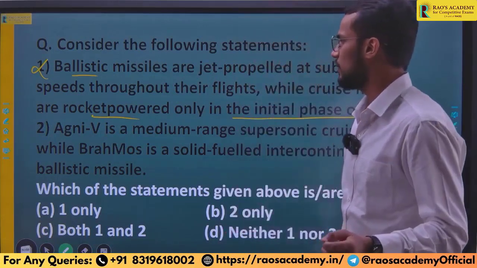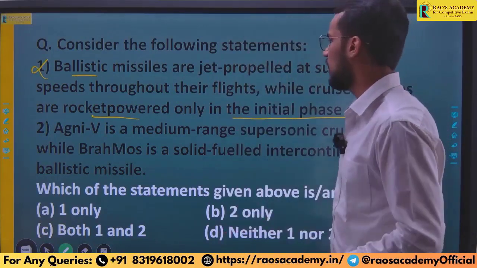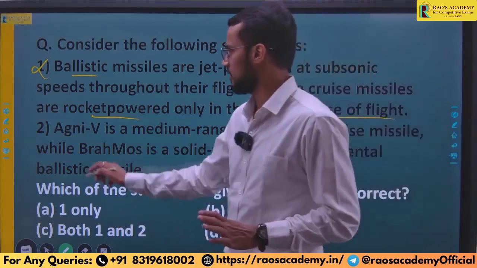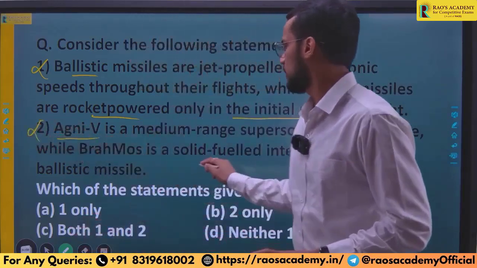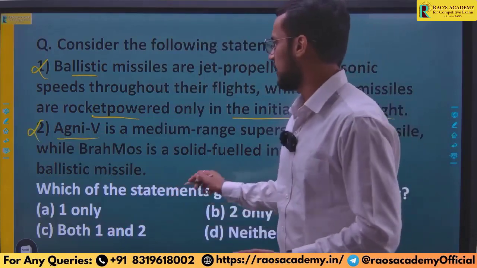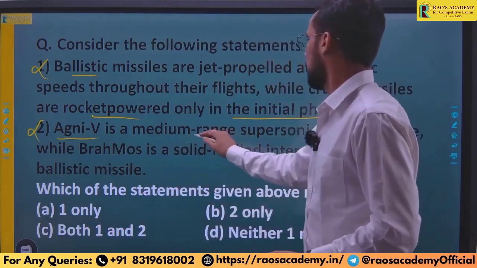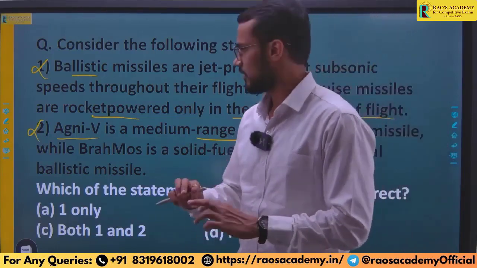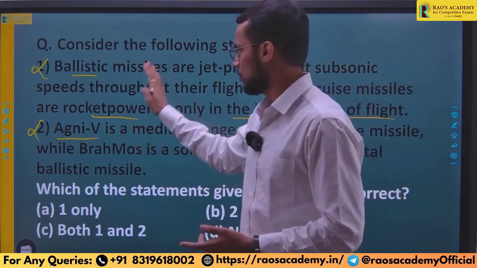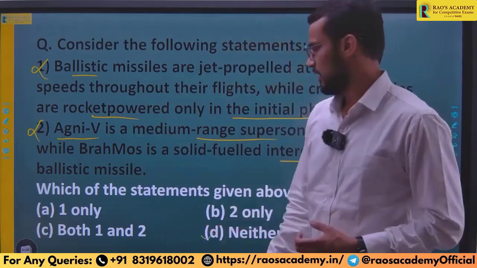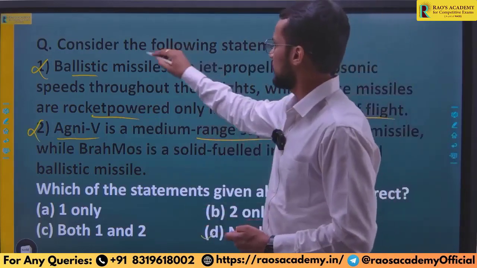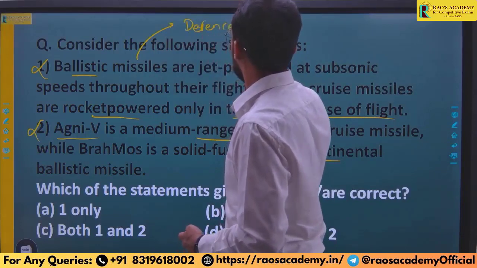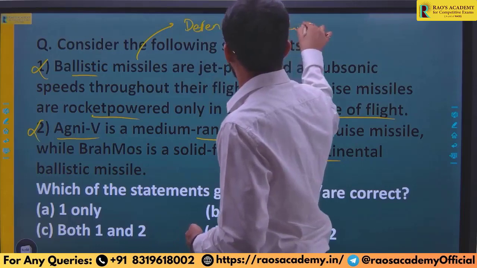The second statement is, Agni 5 is a medium range supersonic cruise missile, while BrahMos is a solid fueled intercontinental ballistic missile. Incorrect. This statement is again incorrect. It is Agni 5 which is an intercontinental ballistic missile, and it is BrahMos which is considered a medium range supersonic cruise missile. Again the information has been flipped, reversed. So both these statements are incorrect. Answer is D, neither one nor two. Now this question you can put under the category of defense technology. Next question now.